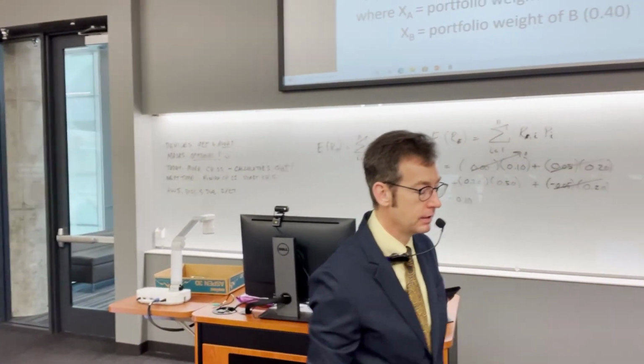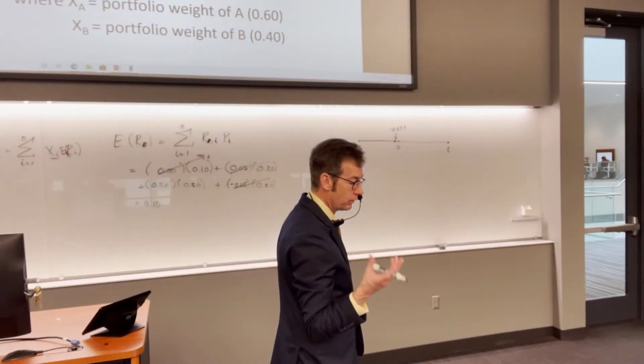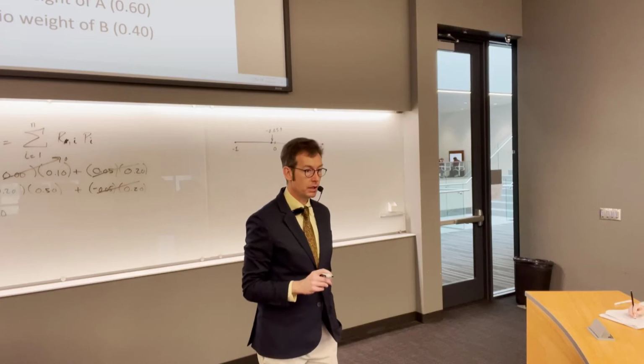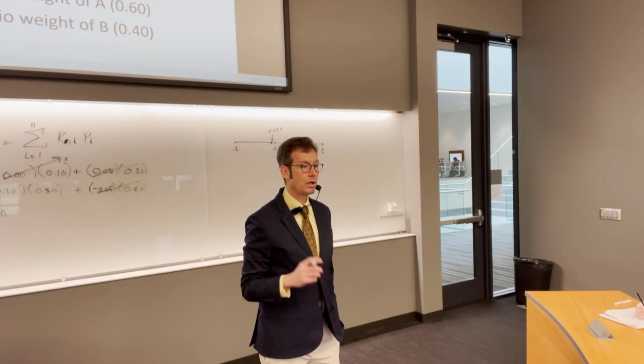Stop that. Okay, so the portfolio weight of A is just 60 divided by 100. Why do we divide by 100?